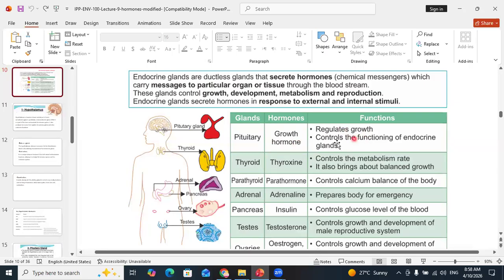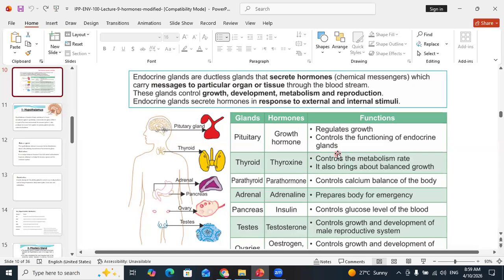It regulates the growth and controls the function of other endocrine glands. The pituitary gland is also known as the master gland. Why do we call it a master gland? Because it not only produces its own secretion, it also triggers or stops the secretion of other glands to produce or stop production of hormones. That's why we call it a master gland.